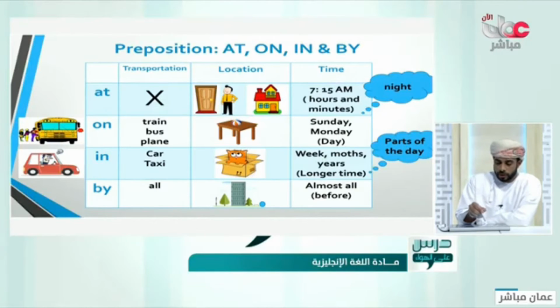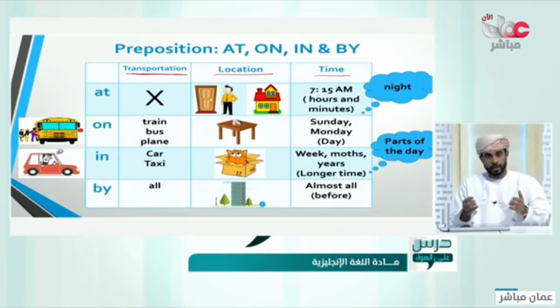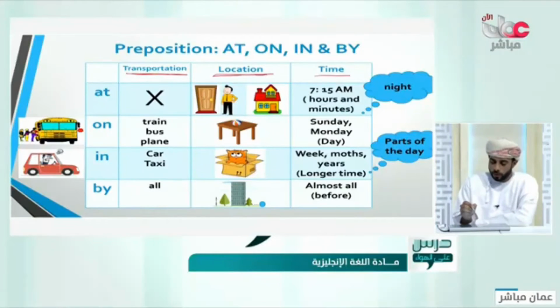We use them with three things: transportation, location, and time. Again, transportation, like cars, airplanes, bus, this is transportation. Location, you all know what location means, and time. We start with the preposition "at". We don't use "at" with any of the transportation. We don't say "at the car" or "at the bus", no. We don't use "at" with transportation. So be careful. Whenever you have transportation, don't use "at" before them.